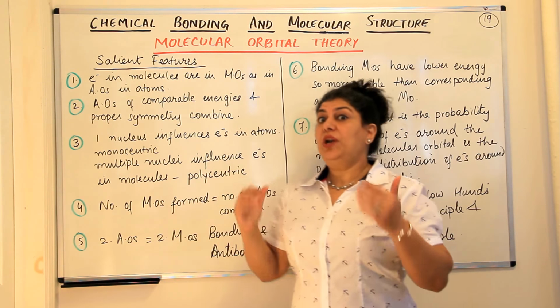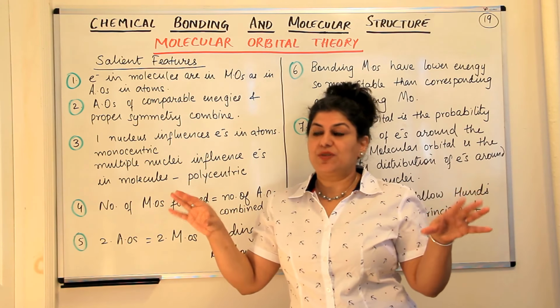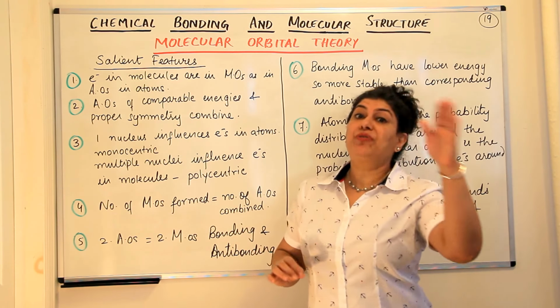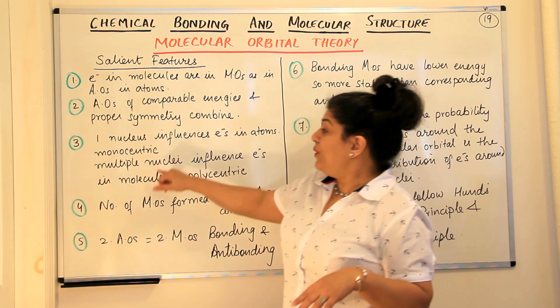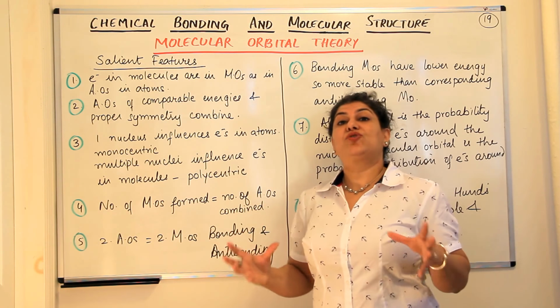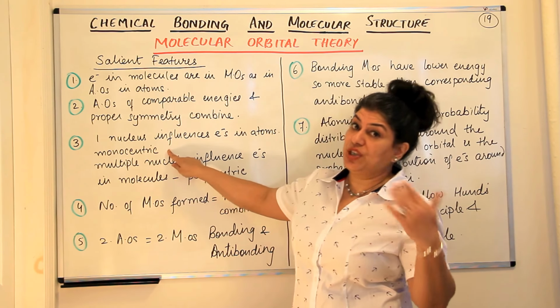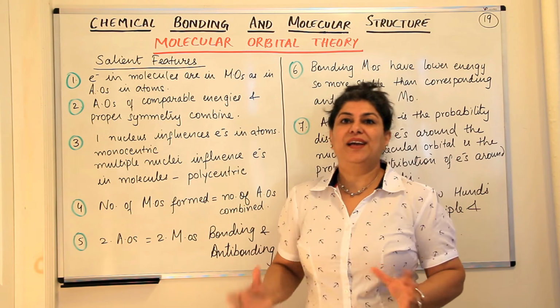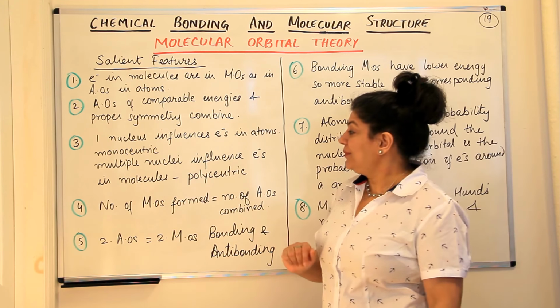In a molecule, on the other hand, you have more than one nucleus. If you have two atoms, then you will have two nuclei. If you have three atoms, you will have three nuclei. Four atoms would have four nuclei. So we say that multiple nuclei influence the electrons which are present in a molecule. It's not just one nucleus which is affecting it. All the nuclei would be affecting the electrons present in a molecule.